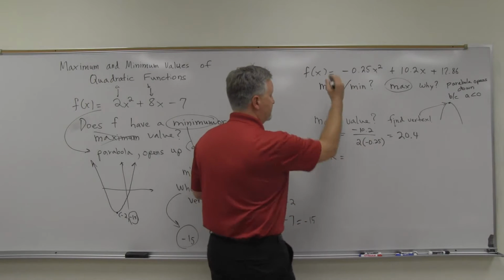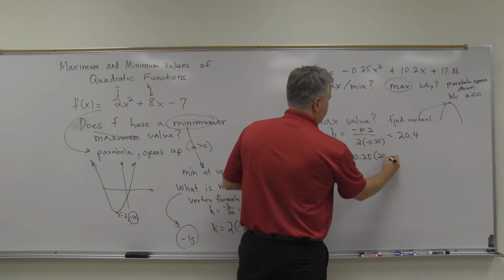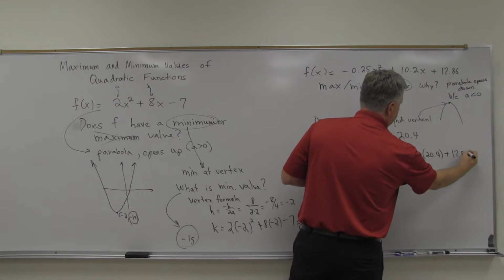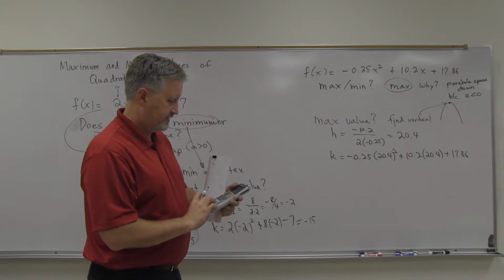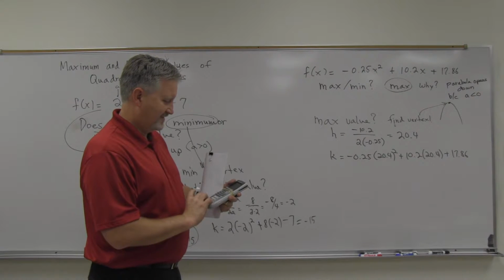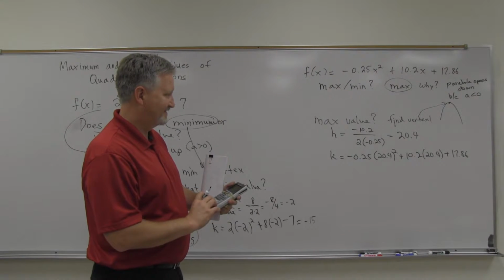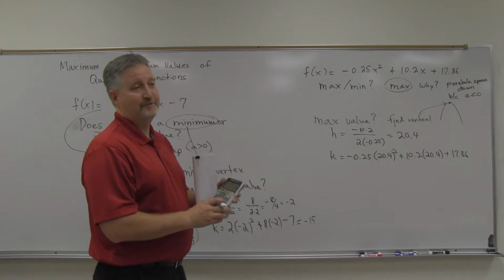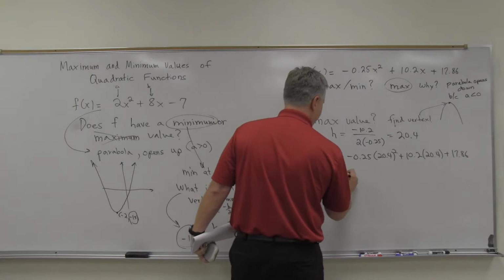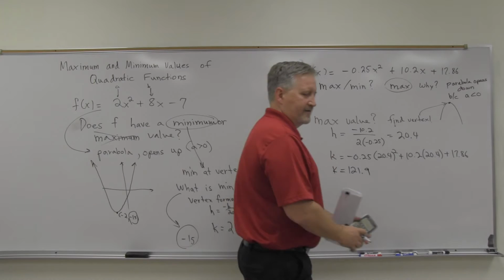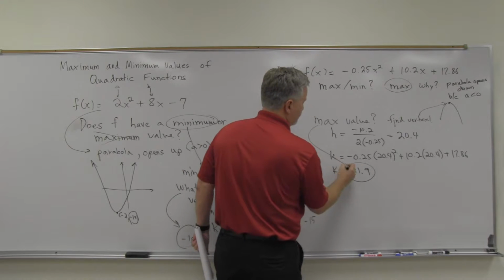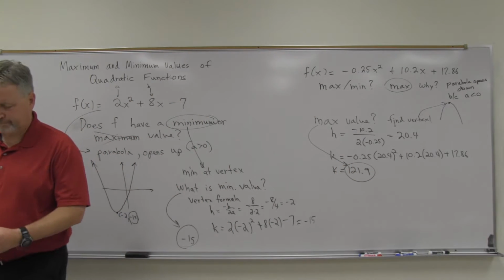And so then the k, plug that in: you've got negative 0.25 times 20.4 squared plus 10.2 times 20.4 plus 17.86. Plug that in, see what we get. Lots of decimals. I get 121.9. So again, the maximum value is the 121.9, okay? The k value of the vertex, that'll be the maximum value.